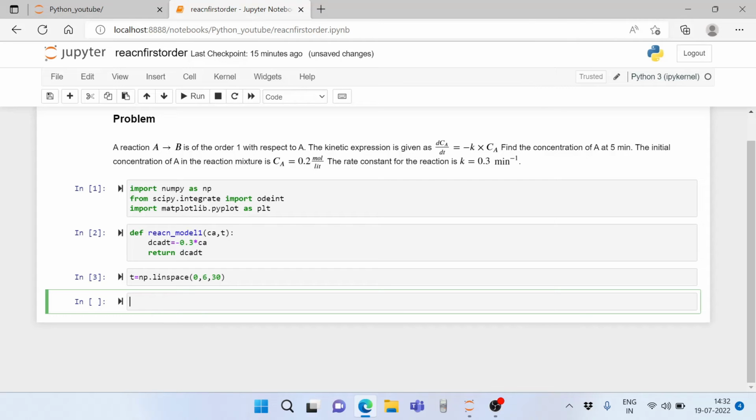Now we go ahead with solving for CA. So we write CA = odeint(reaction_model_1, ...). The first argument for odeint is going to be the reaction model, that is the model. The second argument, of course, is the initial value of CA, which is nothing but 0.2. And the third argument, of course, is time.